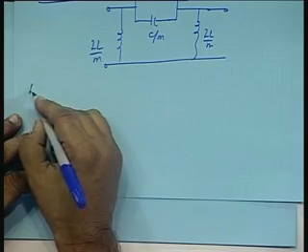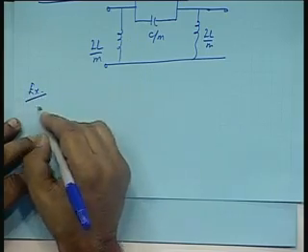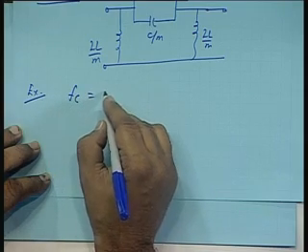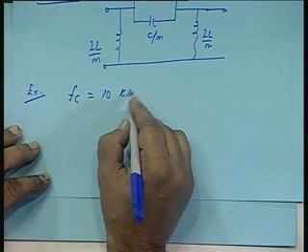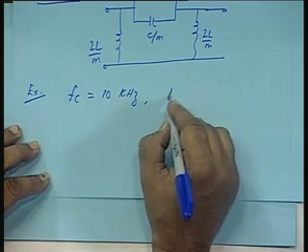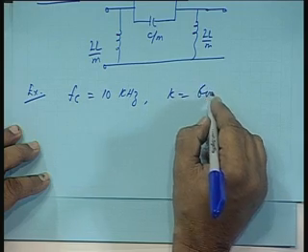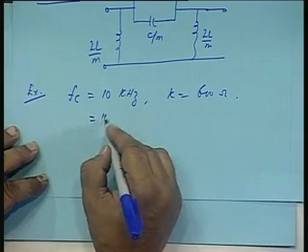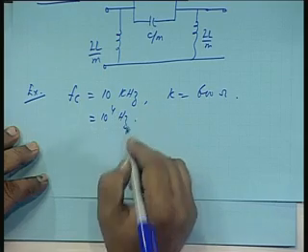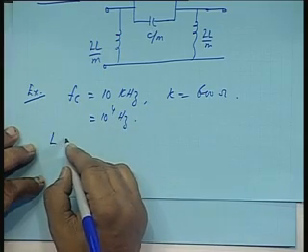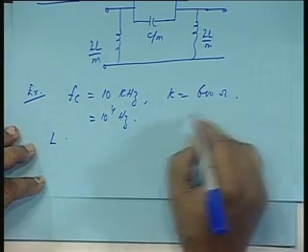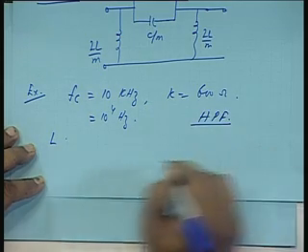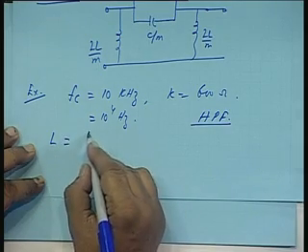Let us take some examples. Suppose you are given Fc equal to 10 kilohertz, K equal to 600 ohms. That is, 10 kilohertz means 10 to the power 4 hertz. So, what will be the values of L and C for a high pass filter? You are asked to design a high pass filter. What will be the value of L and C?